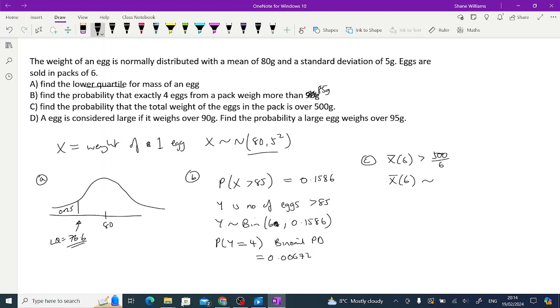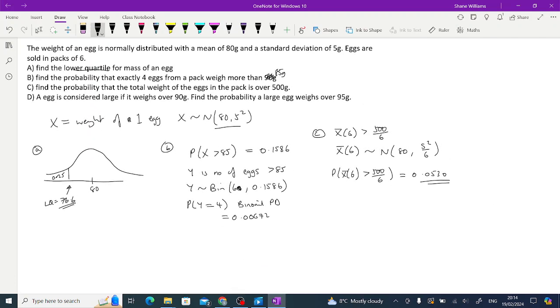So we're interested in the x bar distribution. The expected value will still be the same. The expected average from 6 eggs is still 80, if the average from 1 egg is 80. But the variance is now smaller, so it's now 5 squared over n, so 5 squared over 6. And I'm trying to find the probability that x bar 6 is greater than 500 over 6, which is 83.3 recurring, and we get 0.0530.